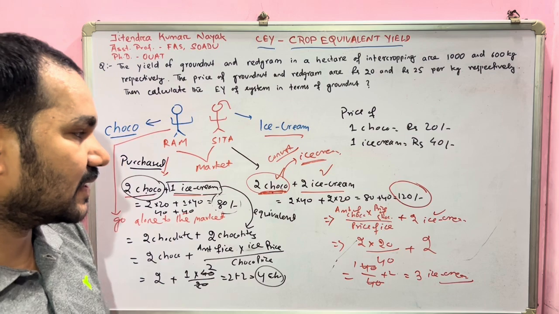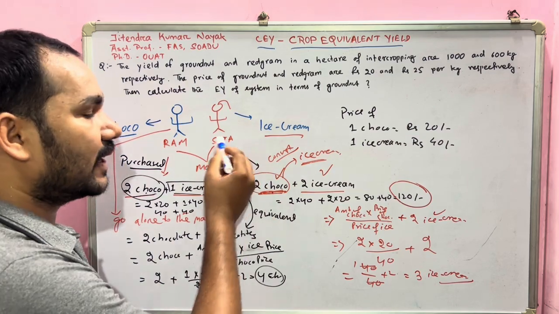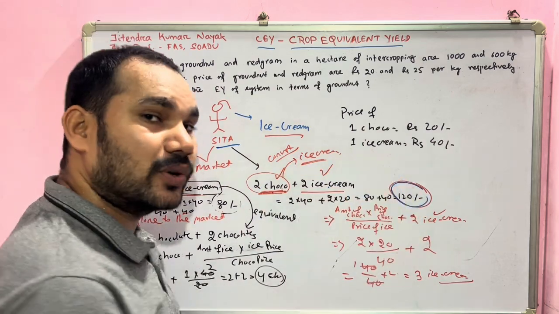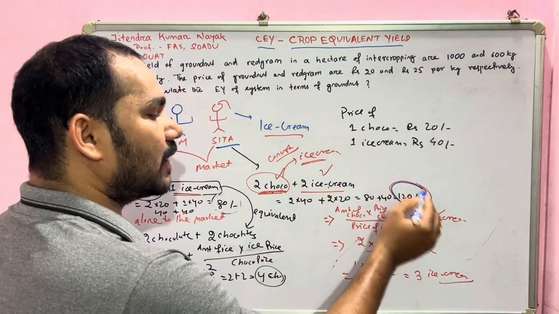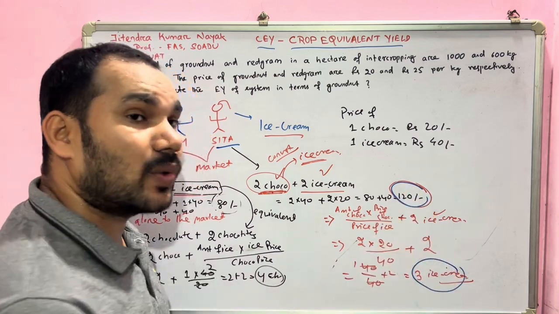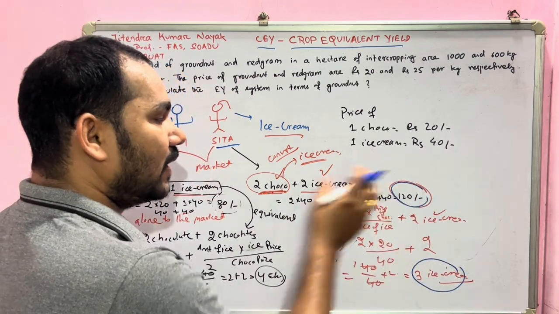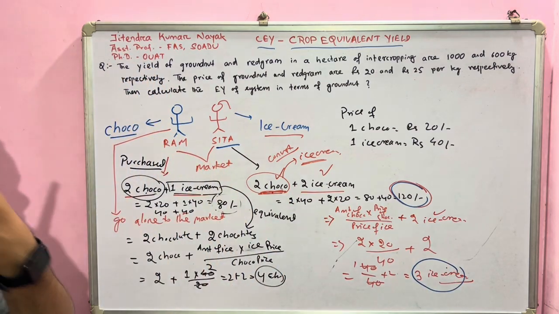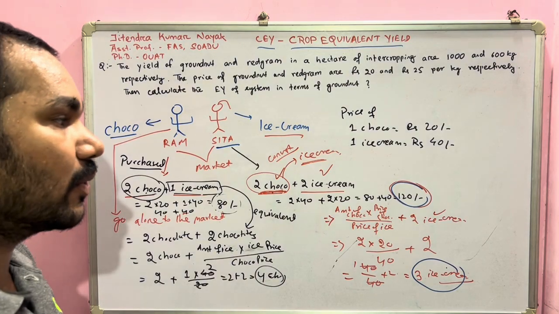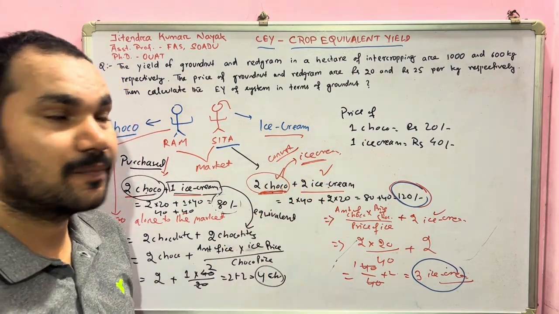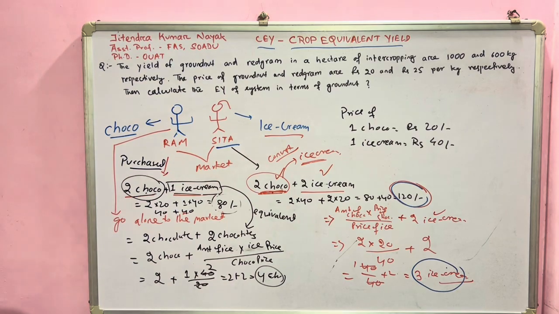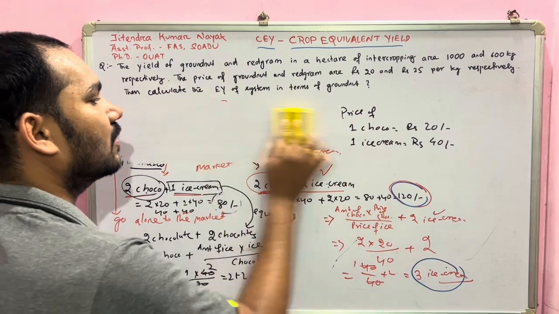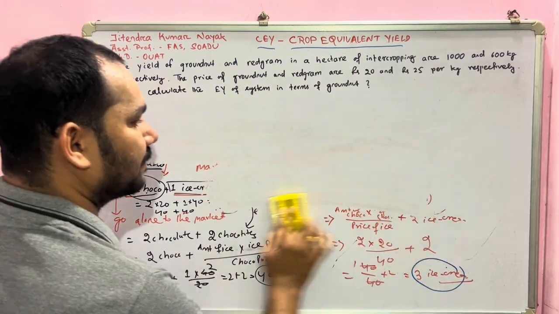So here I can say Sita can have 2 ice creams with the price of 120 rupees, or Sita can have 3 ice creams with respect to 120 rupees. So the price remains the same, and what differs is the thing you can purchase. This is the equivalent concept. I hope you can understand this example very well. So now we will come to the problem.